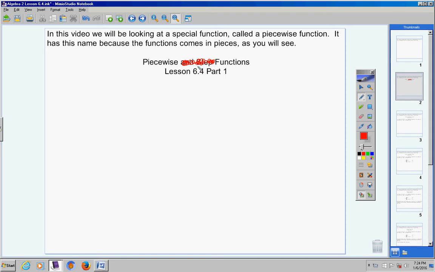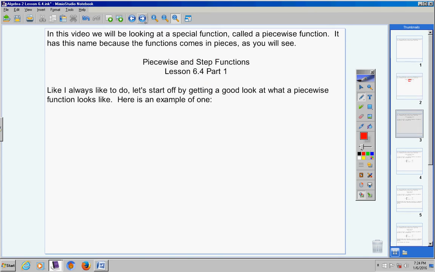Piecewise functions, we're going to get to step functions later in this lesson. In fact, that's why this lesson is called Part 1. I was going to teach this all in one day and I changed my mind, okay? So, piecewise functions, that's your heading, lesson 6.4, Part 1. And always I encourage you guys to put today's date so that you have good organized notes, okay? Alright, let's continue on now.